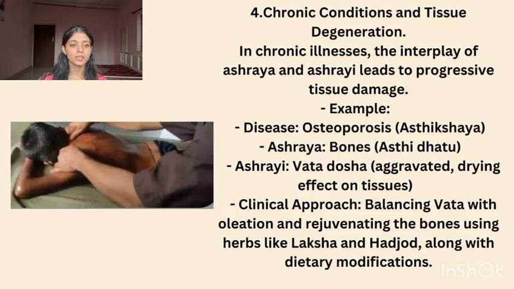In chronic illness, the interplay of Ashraya and Ashrayee leads to progressive tissue damage. For example, the disease caused is osteoporosis. So the Ashraya will be the bones and the Ashrayee will be the Vata dosha, that is the aggravated drying effect on tissues. Talking about the clinical approach, balancing Vata with oleation and rejuvenating the bones using herbs like Laksha and Hadjoda along with dietary modifications. Thank you.